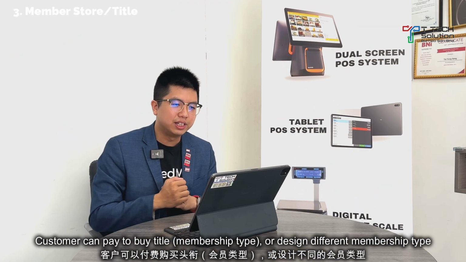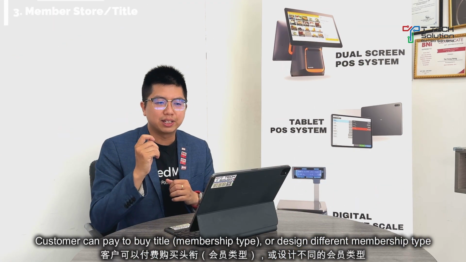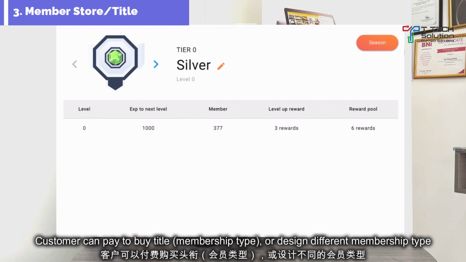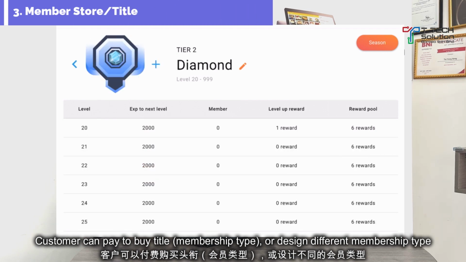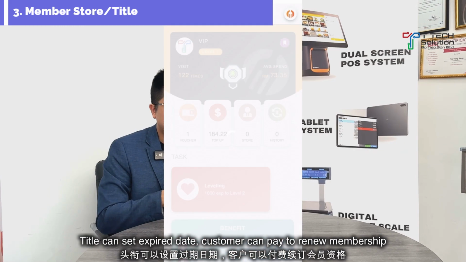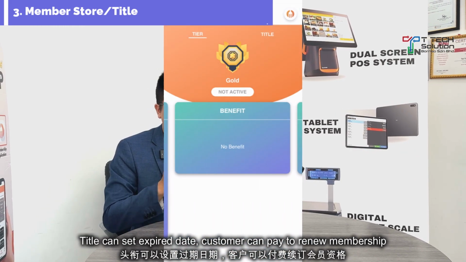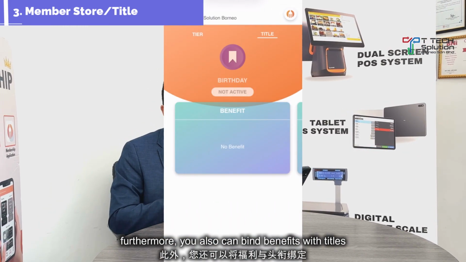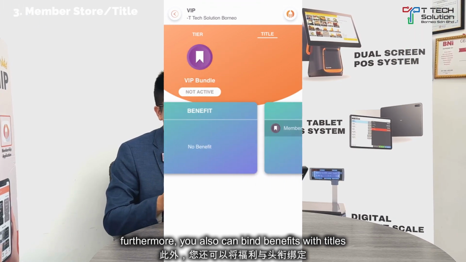Secondly, for the title, the customer can pay to buy the title, which is the membership type. And you can design different membership types, such as diamond member, gold member, and etc. And the title can have an expiry date. The customer can pay to renew their membership. Furthermore, you can also buy the benefits with the title.